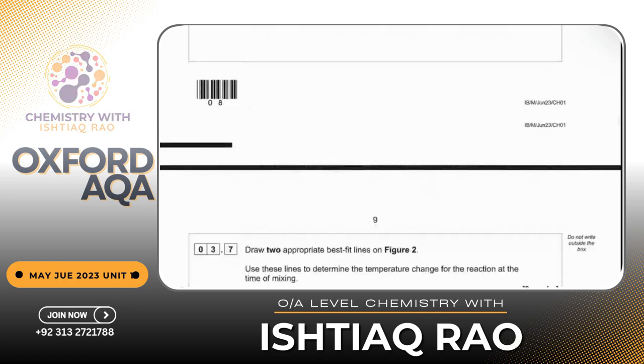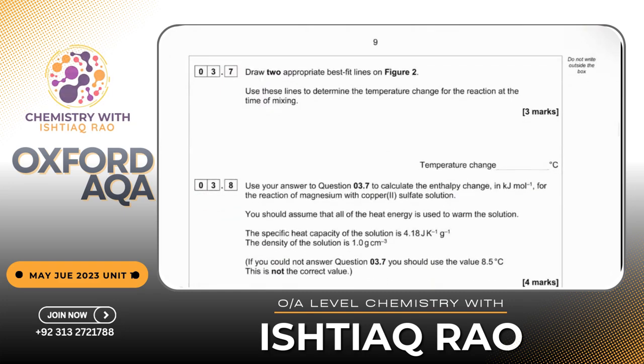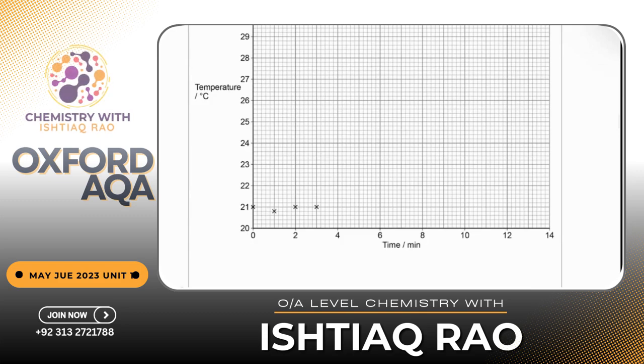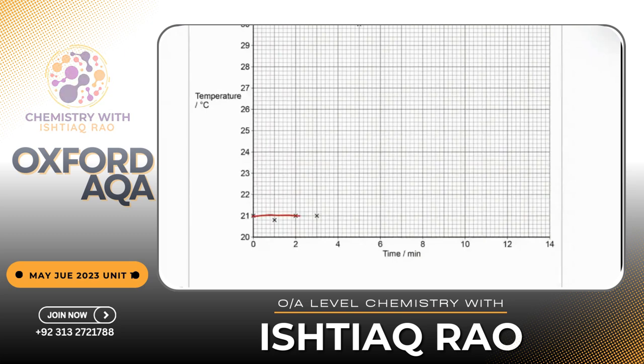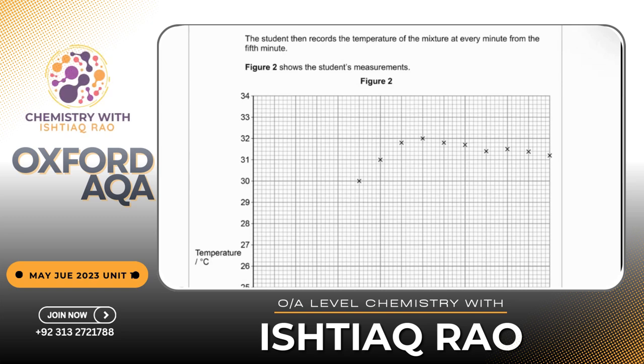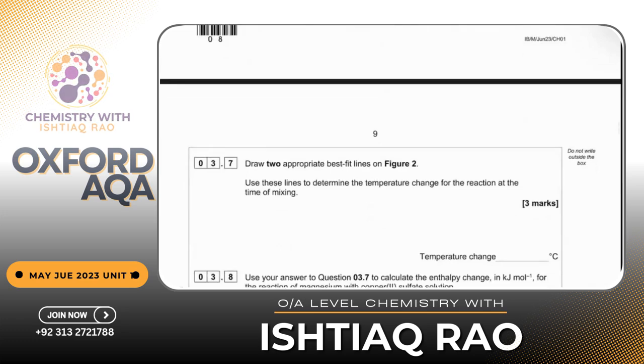Now 3.7: they say draw two appropriate best fit lines on figure 2. Okay, the first line is this one, and the second line that I'm supposed to draw is this one. Okay. And then what are they saying? Use these lines to determine the temperature change for the reaction at the time of mixing. At the time of mixing.